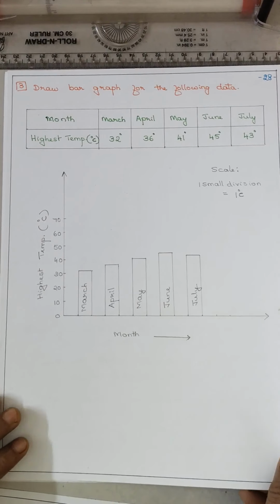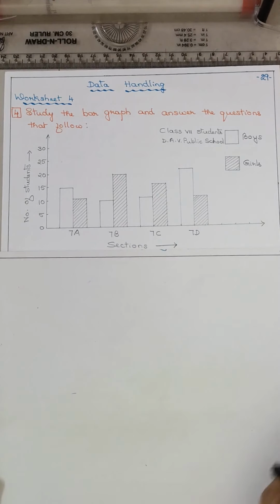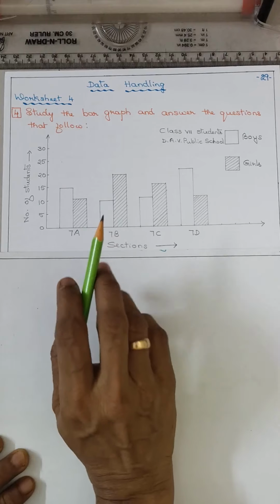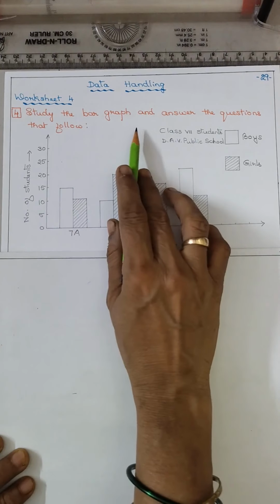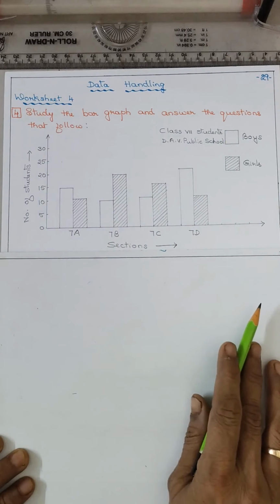Now coming to question number 4. Now it is the bar graph. Already we have understood how to draw the bar graph in the example, isn't it? Double graph. डबल बार कैसे आएगा? एक को टच करके दूसरा. So study the bar graph and answer the following questions.